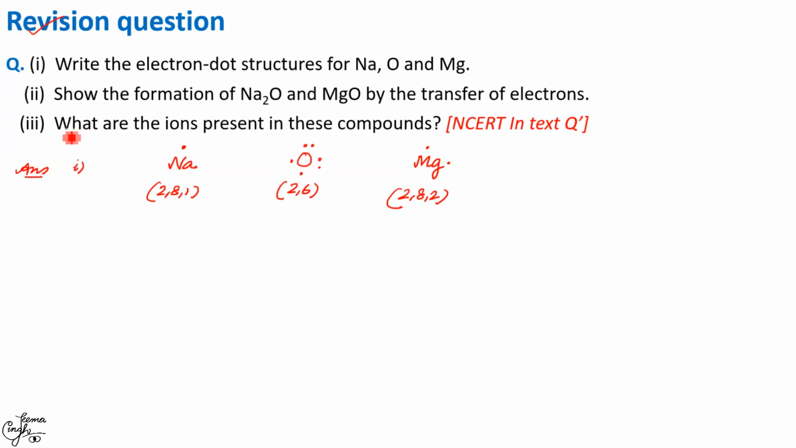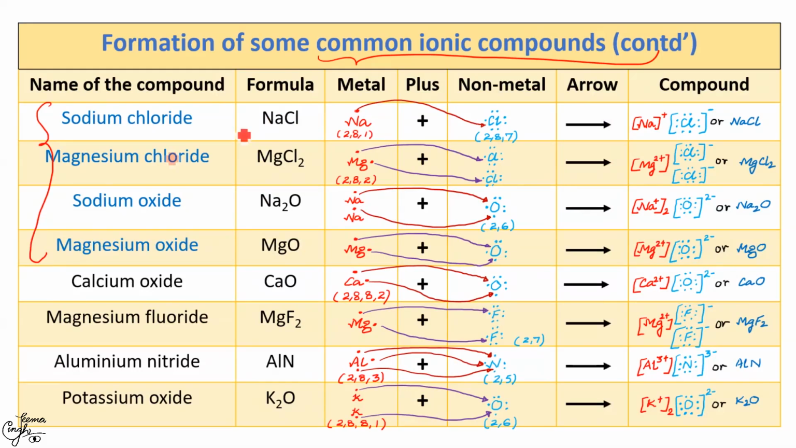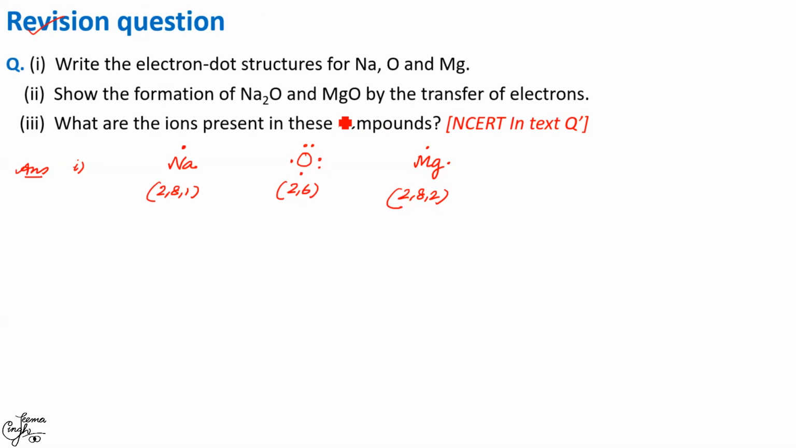The second part is show the formation of sodium oxide and magnesium oxide by the transfer of electrons. My dear students, you can see the formation of these two compounds in the table that I have provided here. Coming on to the last part, what are the ions present in these compounds? So when you are going to show the formation of sodium oxide and magnesium oxide, you automatically will know which ions are present. But for ease, let me do this part.